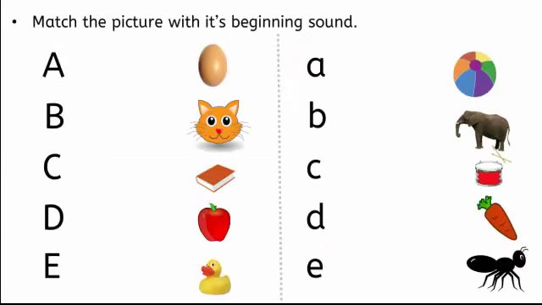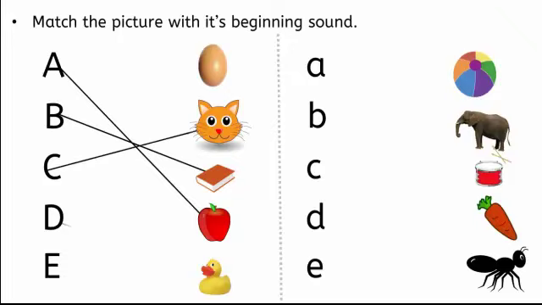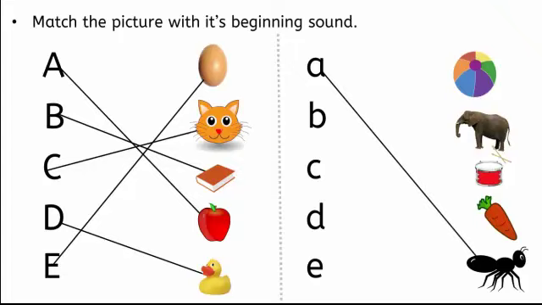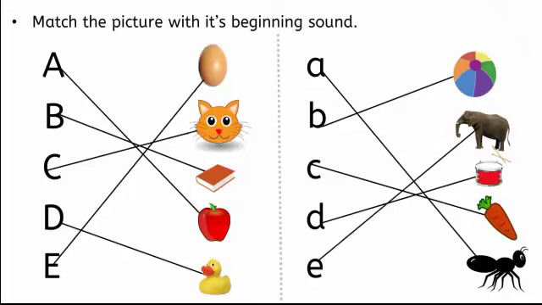Match the picture with its beginning sound. You can see there are sounds and pictures. Apple, book, cricket, the duck, egg, and bubble, the carrot, the drum, an elephant.